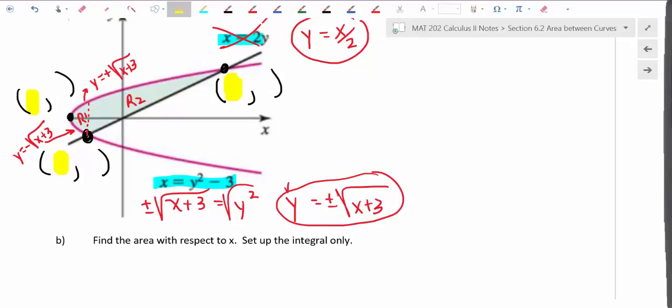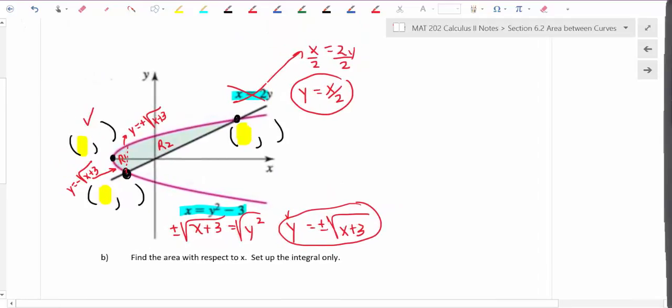Okay, so we need to focus for a minute on finding all these points that we need. The first thing I'm going to do is focus on finding this point right here. That's actually the vertex of this quadratic. So if you look at this function, y equals plus or minus square root of x plus 3, we want to find a y-intercept, or sorry, an x-intercept. When we find an x-intercept, we let y be 0.